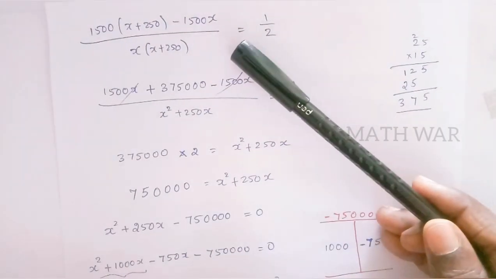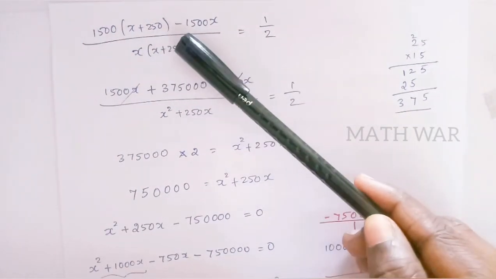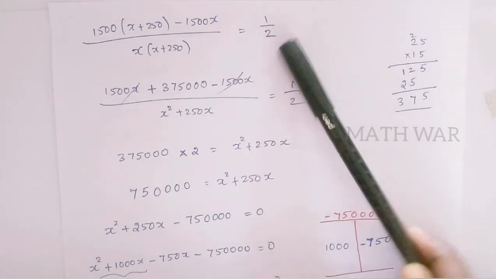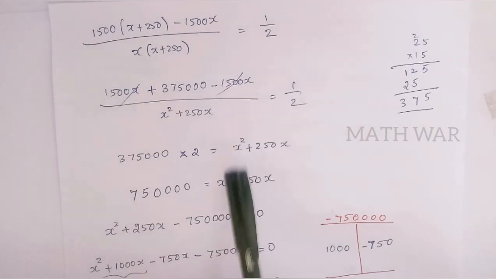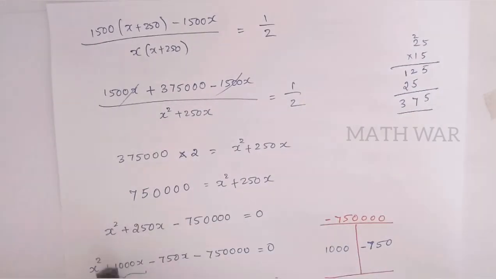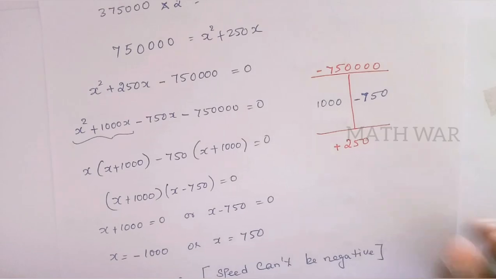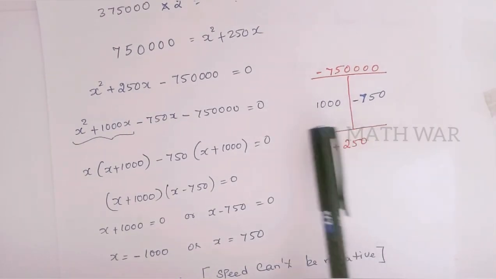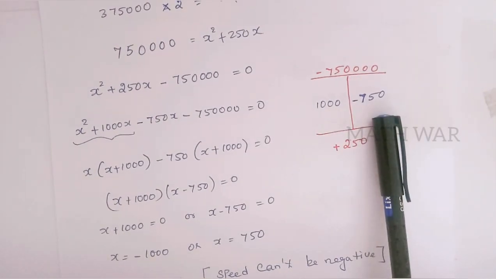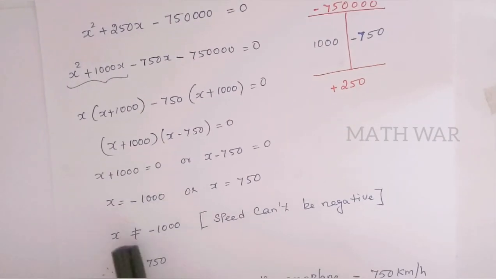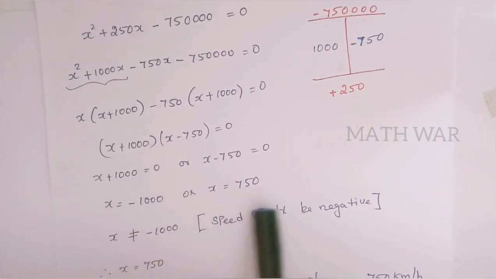By cross multiplying, we will get 1500 into x plus 250 minus 1500x by x into x plus 250 equal to 1 by 2. After simplification, this will get cancelled, bringing this to this side, and if we multiply, we will get a quadratic equation. After solving that quadratic equation, it is better to go with the factorization method. So 1000 into minus 750, we got it. These are two factors we can write. After simplification, we got the answer as x equal to minus 1000 or x equal to 750.